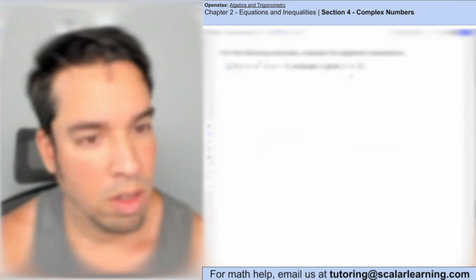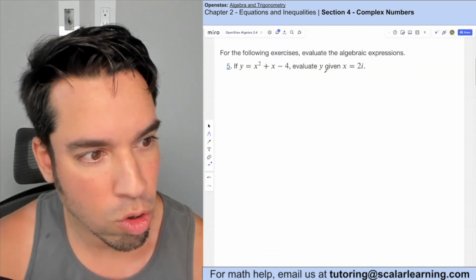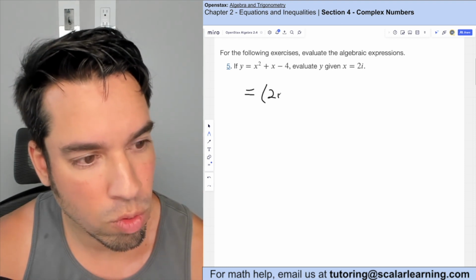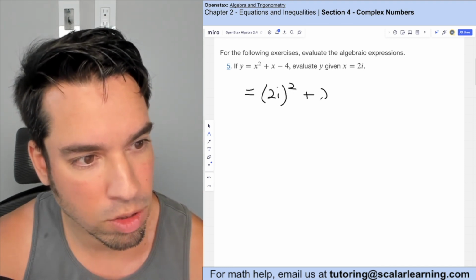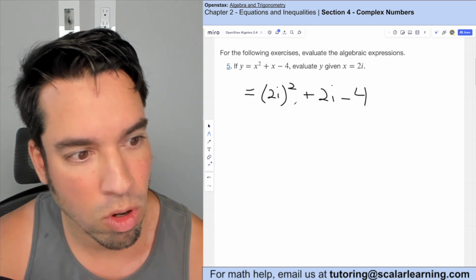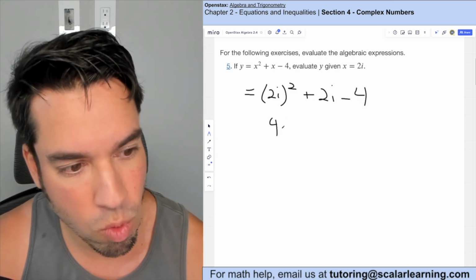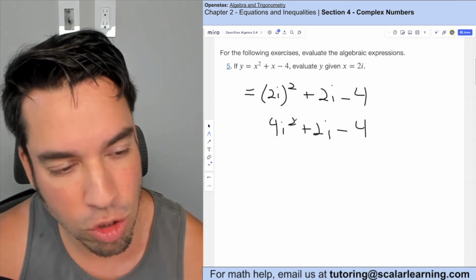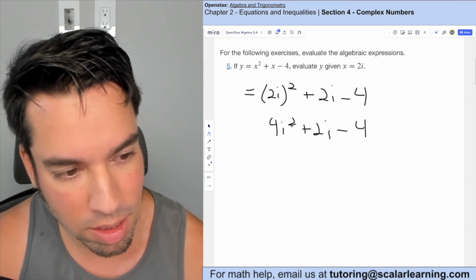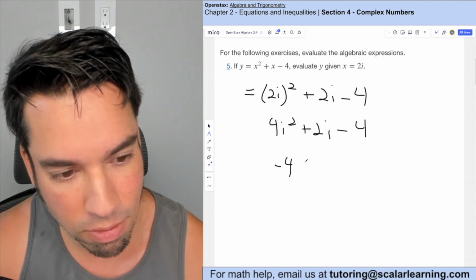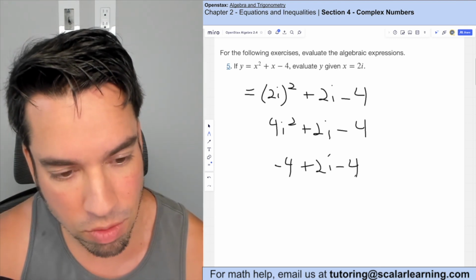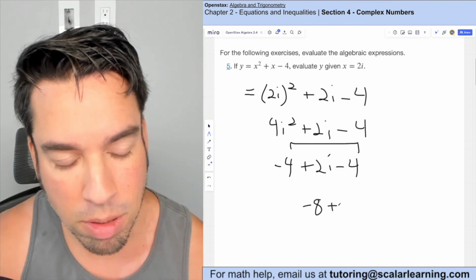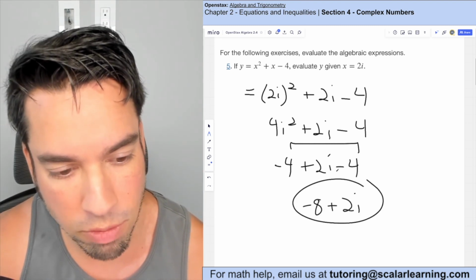Boom, done. Here we're going to plug and chug, and we're going to solve for y when x equals 2i. So we've got 2i squared plus 2i minus 4. So 2i squared becomes 4i squared plus 2i minus 4. Once again, i squared is -1, so that's -1 times 4, which is -4 plus 2i minus 4. We combine like terms. -4 and -4 make -8 plus 2i is the winner for y.